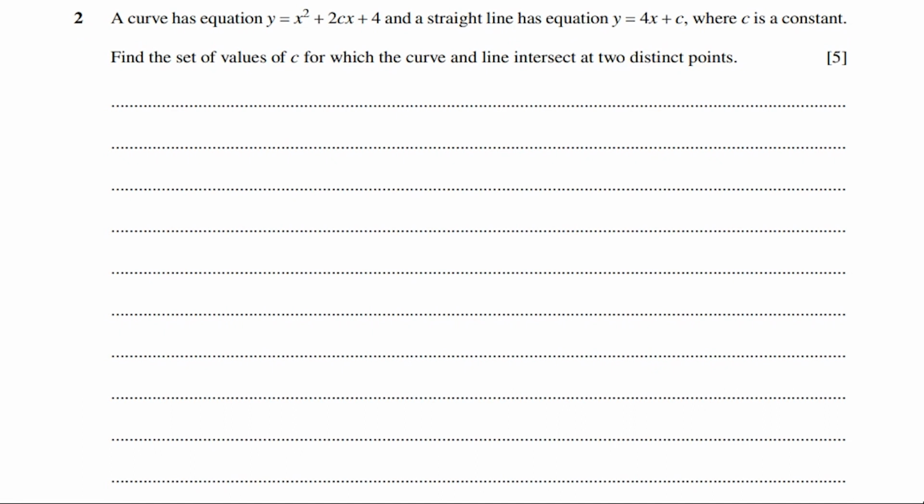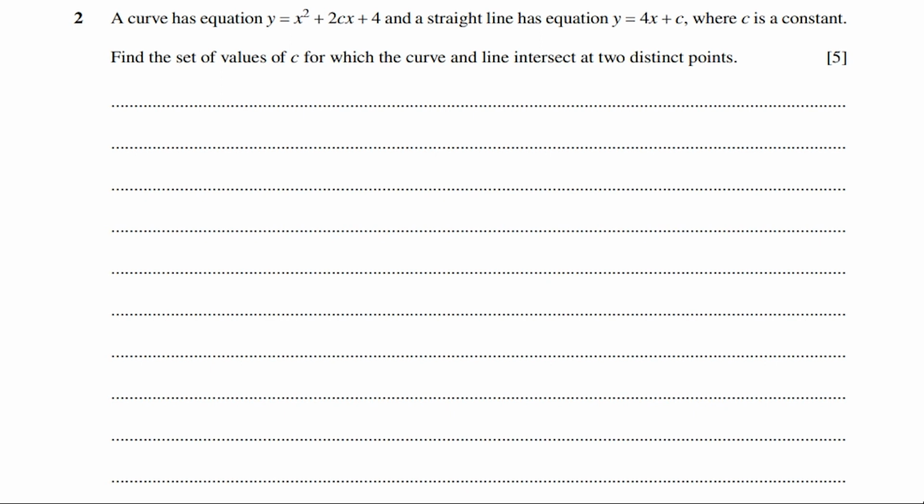Okay, so in question number 2, we have a curve and a straight line. We are given their equations. We have to find the set of values of c for which the curve and line intersect at two distinct points. Now, whenever we are given a question where there is a curve and a line and they intersect at two distinct points, or at a single point, or do not intersect at all, one thing which comes to our mind is that we have to use the discriminant, which is b square minus 4ac.